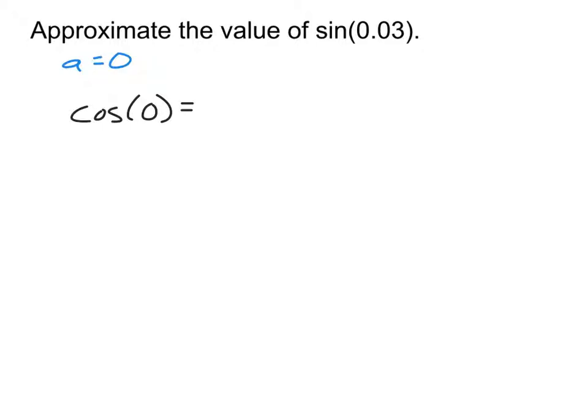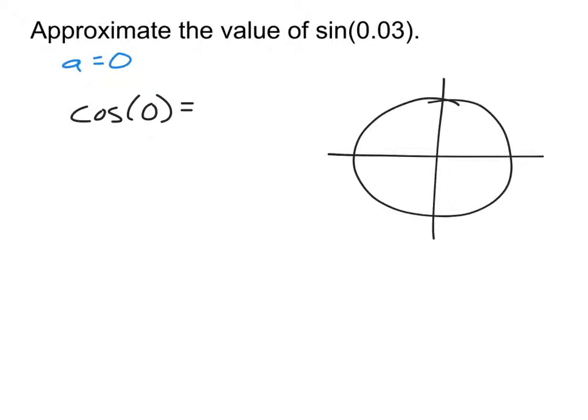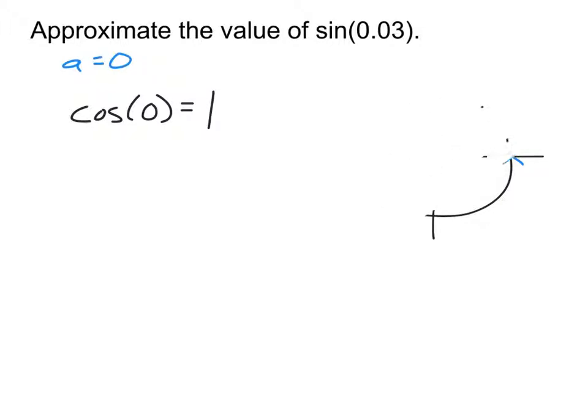Well, actually think it through. Know your unit circle. So again, you should be able to visualize the unit circle. And 0 is... Cosine is how far we're going over. So yes, cosine is 1. So cosine of 0 is 1. Now that we know that, that's our slope.